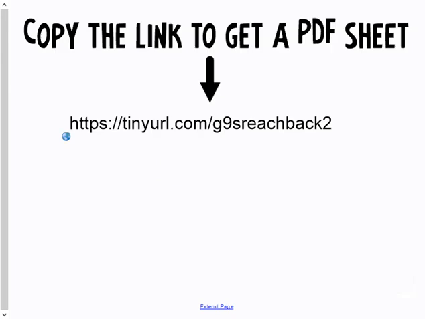But until then, if you want to print a copy of today's questions, you can go to tinyurl.com/G9S for grade 9S, Reachback 2. If you type that exactly as it's written there into your web browser, it'll take you to a PDF printed copy of the 12 questions we're going to do today. If you have a printer, print it off. If you don't have a printer, don't worry about it.